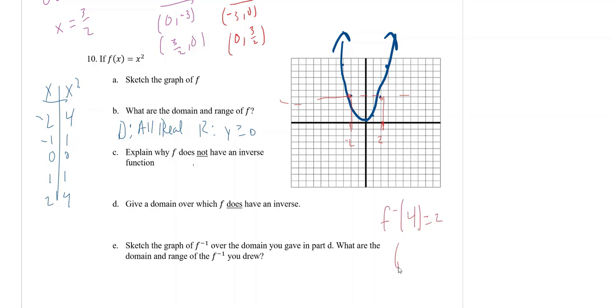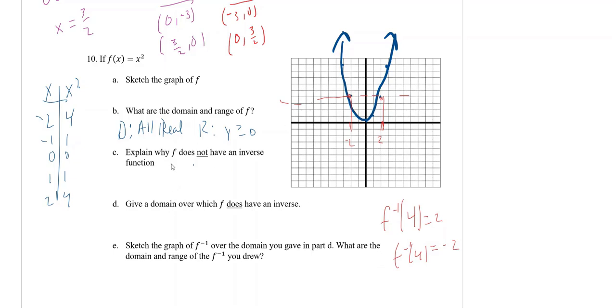Do I make it 2, or do I make it negative 2? And I can't use both because every input has to have a unique output. So that's the problem of not being a one-to-one function. You're a function going out, but coming back, you're no longer a function.